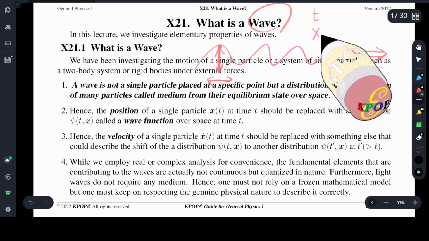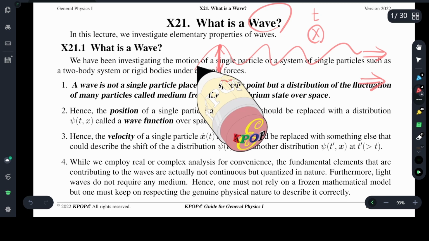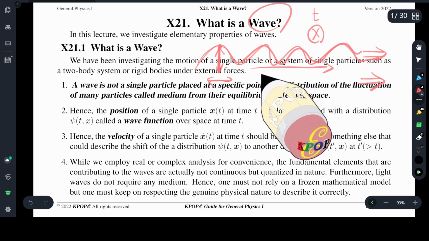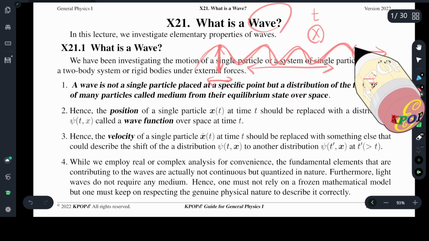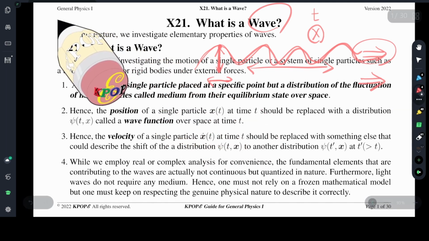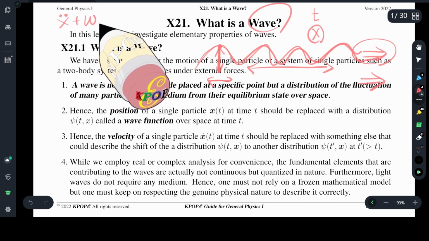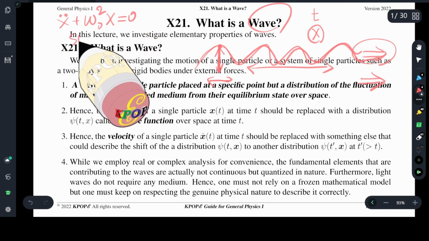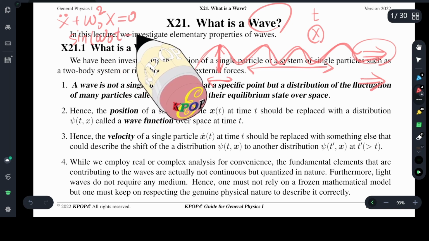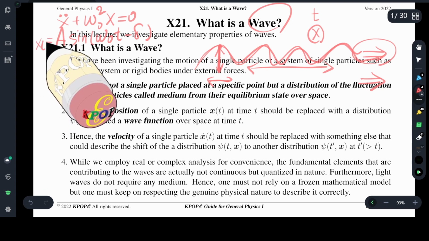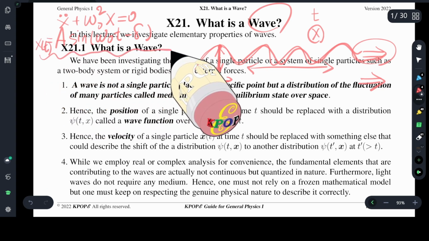In addition, in the x space, the position space, it has oscillating behavior up and down when we move to the right and left along the direction of wave propagation. So we know a harmonic oscillator has an equation of motion, and its solution is sine omega 0 t minus delta. It is the phase constant, and we have the amplitude. This is the solution for a simple harmonic oscillator.